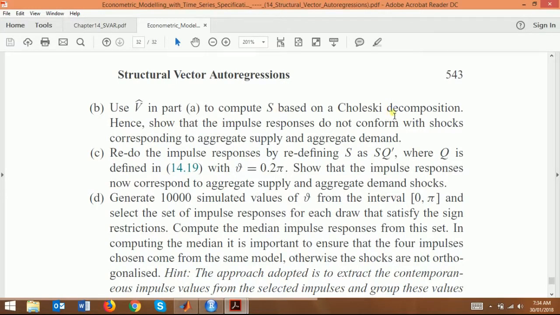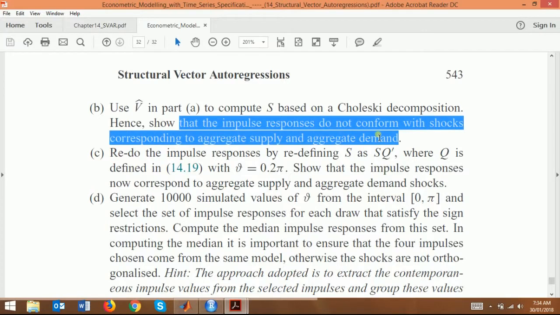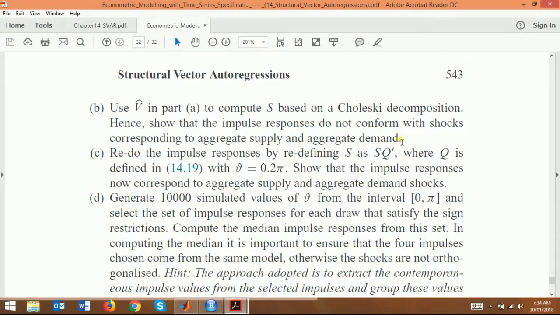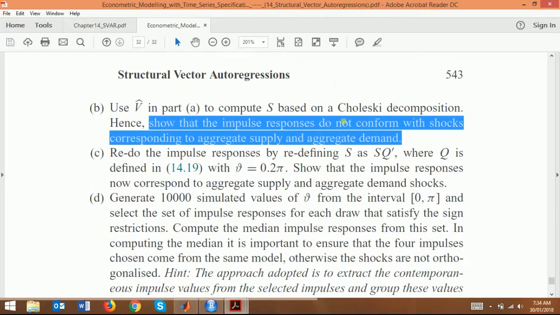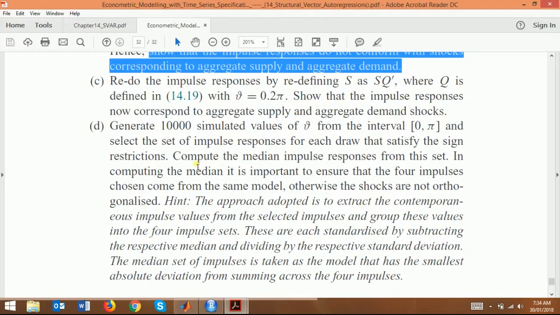Now use this to compute S based on Cholesky. Impulse response: do not confirm when shocks correspond, so maybe the impulse response will not conform, so regular impulse response. And then change it with Q transpose with gamma 0.2. Generate 100,000 simulated values from the interval 0 to pi and select the set of impulse responses for each draw.